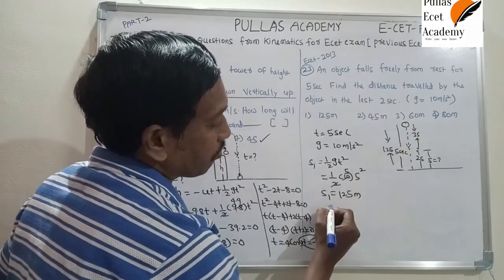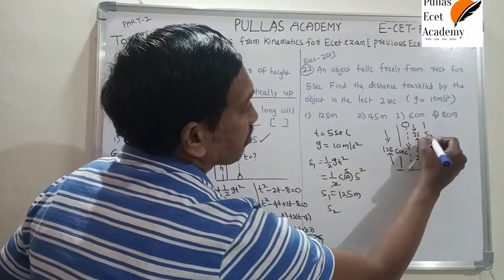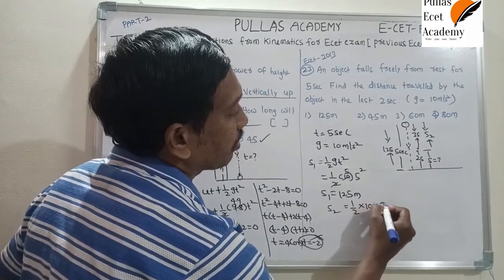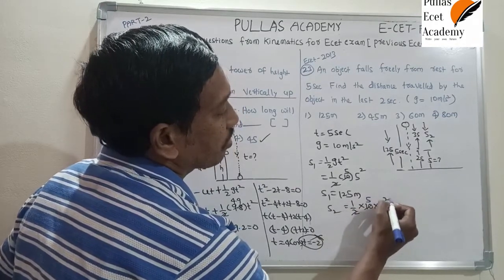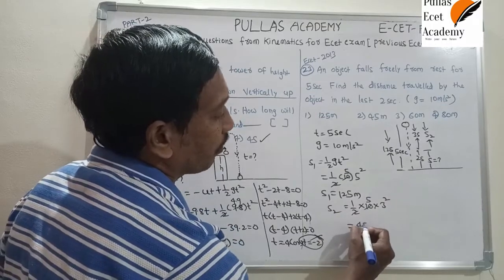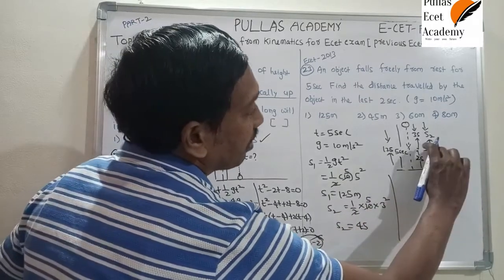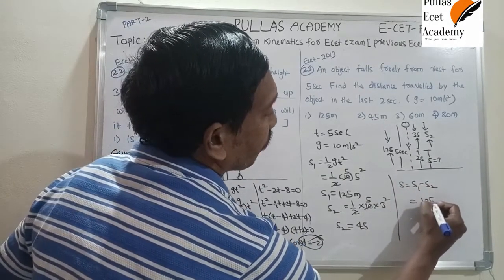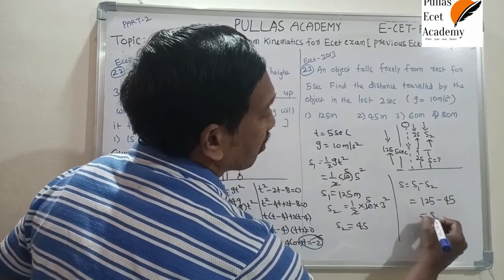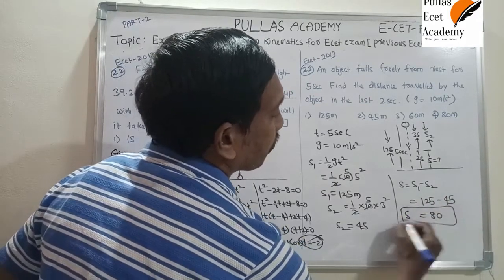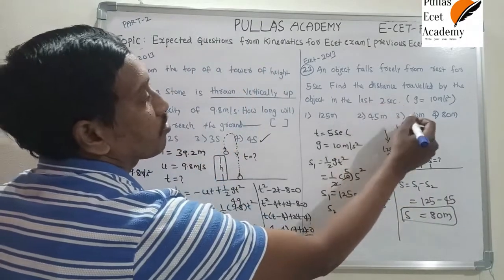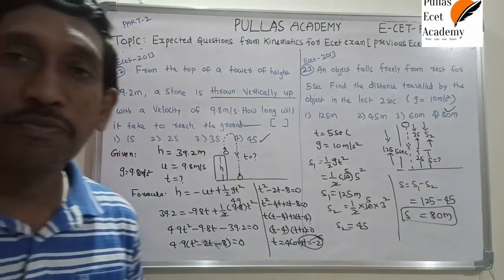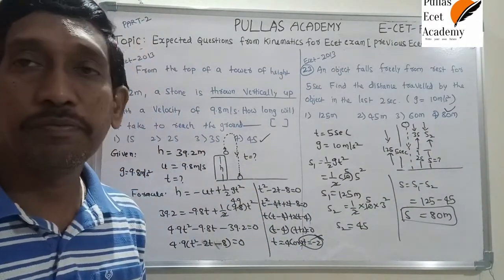Next, s2 stands for the distance traveled in 3 seconds. So s2 is equal to half into g, which is 10, into 3 squared. Again, 2 fives are 10, 3 squared is 9, 9 times 5 is 45. So this is s2, but we need the remaining distance, which is s1 minus s2. s1 is 125 meters, s2 is 45 meters. If you subtract, you get 80 meters. The distance traveled in the last 2 seconds is only 80 meters, which is the suitable answer. This is the procedure.